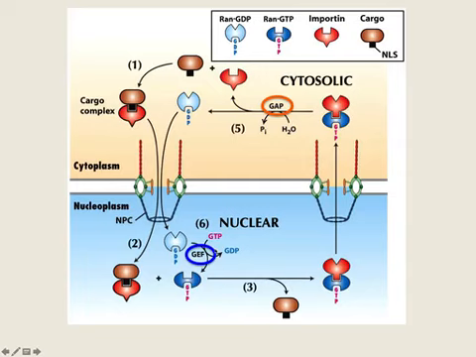Okay, so now let me ask you one question. What do you think would be, so the GEF and the GAPs, these are other proteins. We don't need to look into the details, but where would you want to put them? Well, on either side, right? One we want on the cytosolic side, one we want on the nuclear side. But can you think of a polarized structure that's different on the cytoplasmic side from the nuclear side, that's close to where the transport happens?